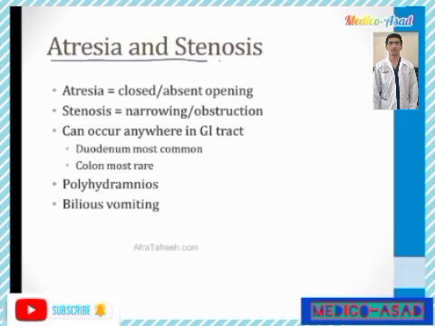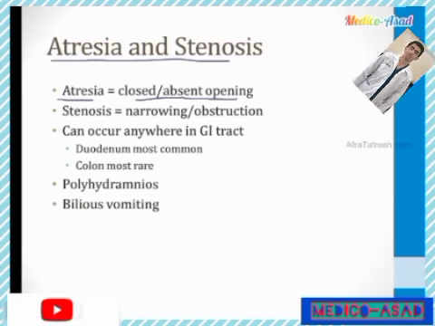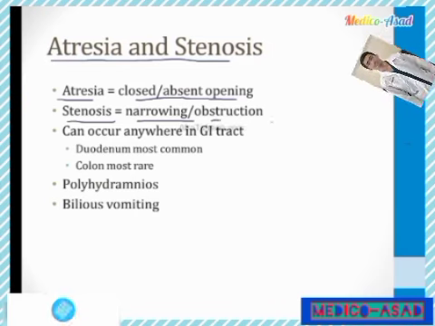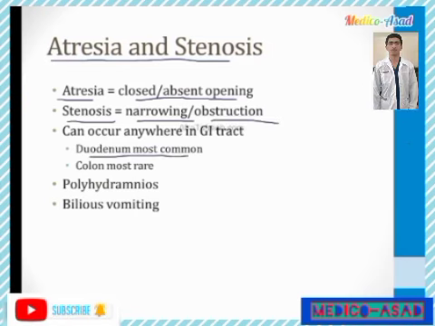Now let's talk about atresia and stenosis of the bowel. Atresia means a closed or absent opening. So a bowel that is atretic or that has atresia will end in a blind pouch. Stenosis means a narrowing of the bowel, and this will lead to obstruction. And atresia and stenosis can develop anywhere in the GI tract. The duodenum is the most common location. The colon is the most rare.